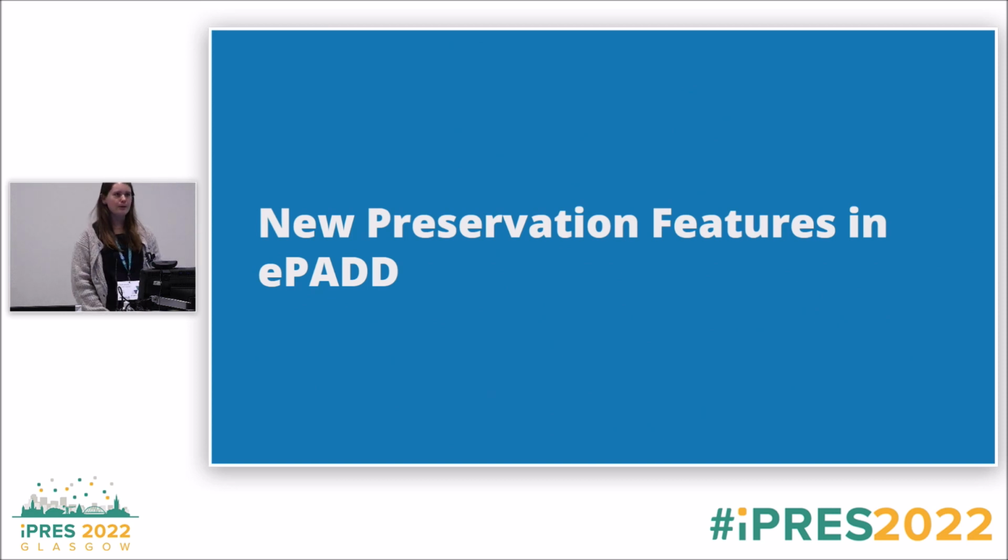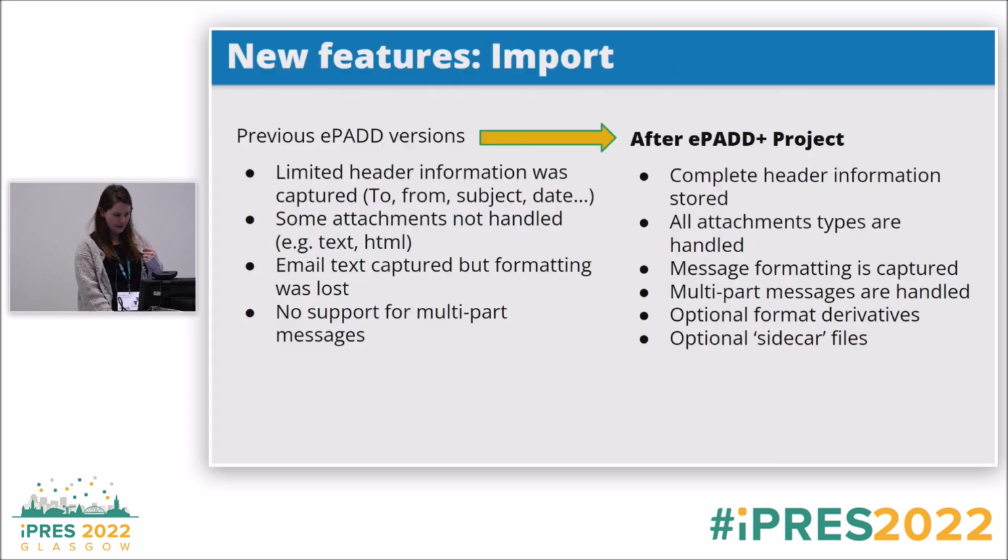Okay, so now that we have some background on the ePADD Plus project, I'm going to go into a little bit more detail on the work that we've done so far in the form of the features that we have added to the software. And these features correspond to three major stages of work within ePADD, which are importing email collections, adding metadata, and then exporting.